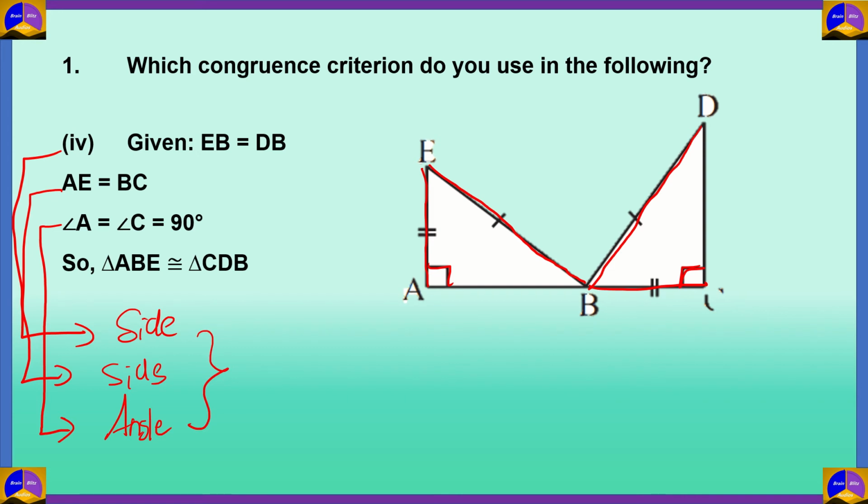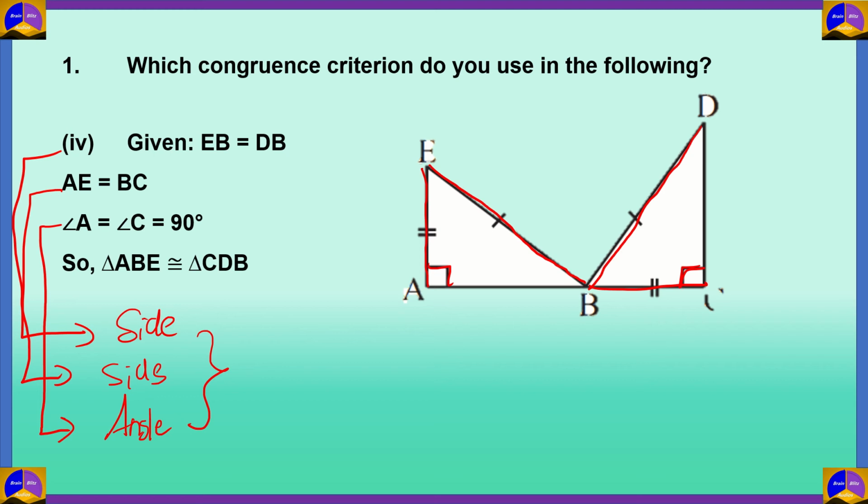But in the figure, as we have marked the angles and sides, we can clearly see that the angle is not between the two lines. Now let's focus on the third statement. Angle A is equal to angle C is equal to 90 degrees.